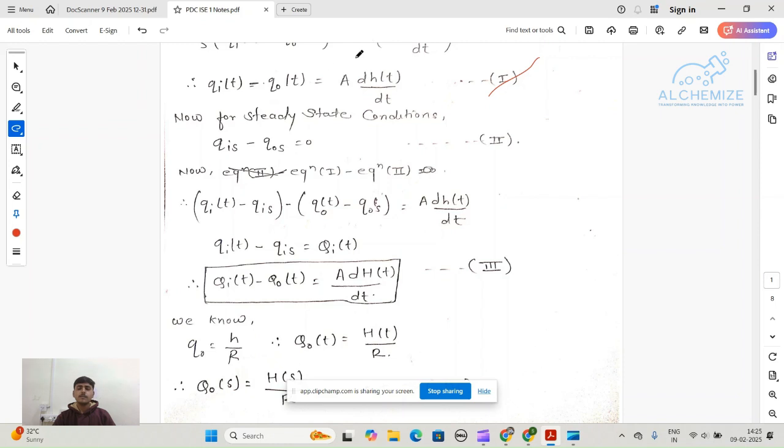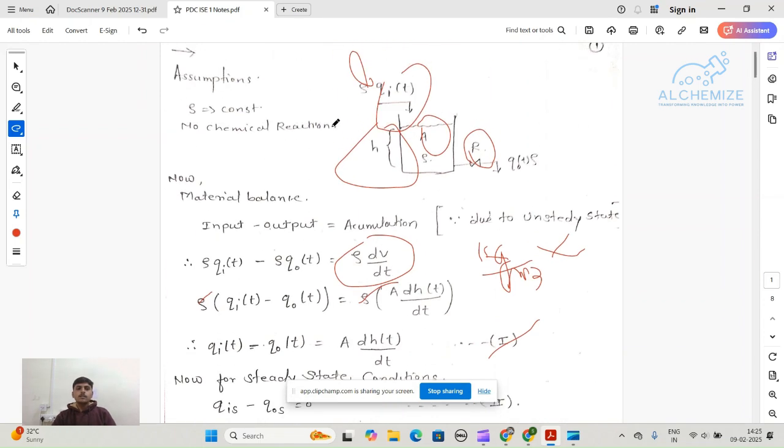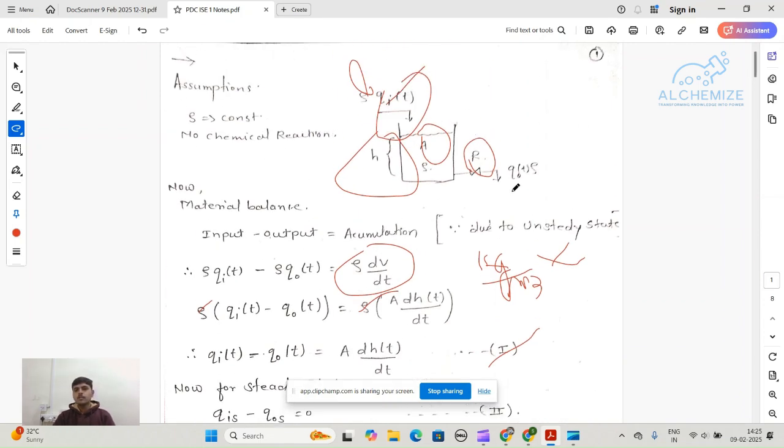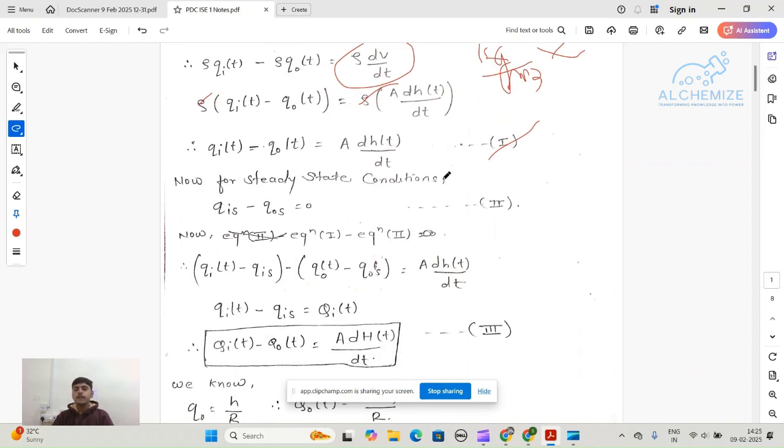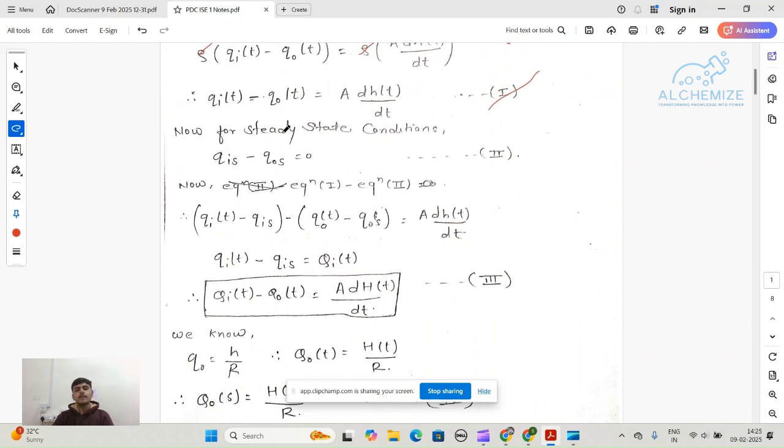Then for a steady state condition, we know the rate of transportation is constant. That is, the input is equal to output, and there is no accumulation in a steady state process. So when the input rate is equal to the output rate, then we can say the system is in a steady state condition. I repeat, when Qi is equal to Q naught, then and only then do we call it the steady state condition. Here I write the subscript S to indicate the steady state condition. This is the second equation.